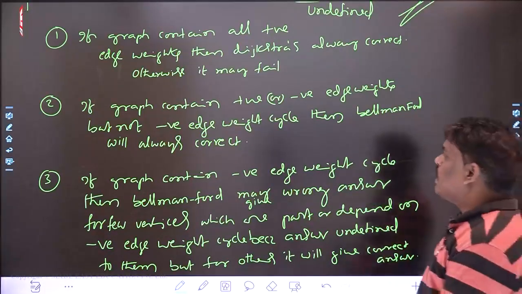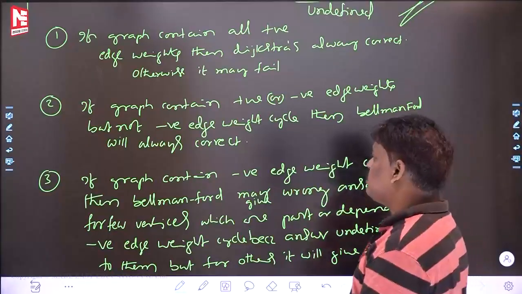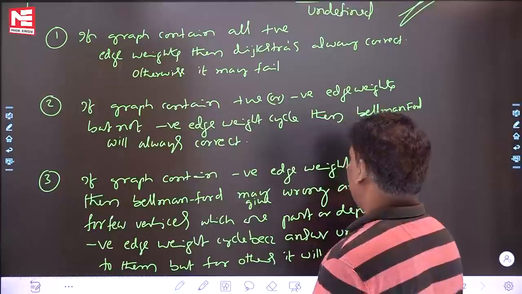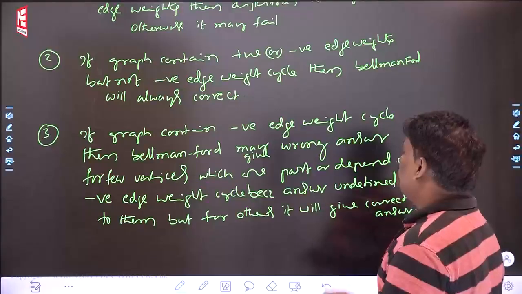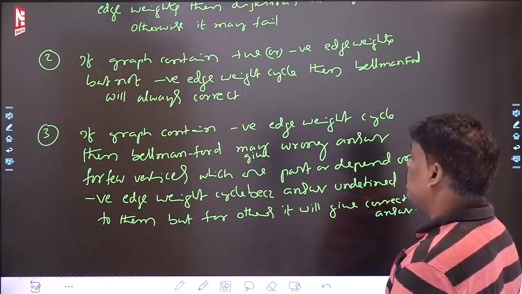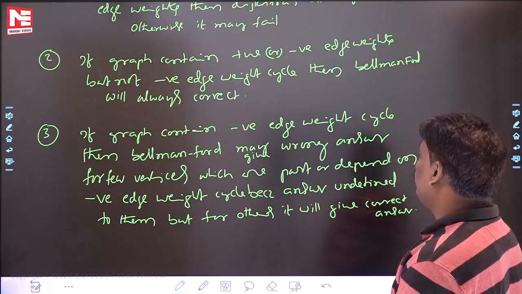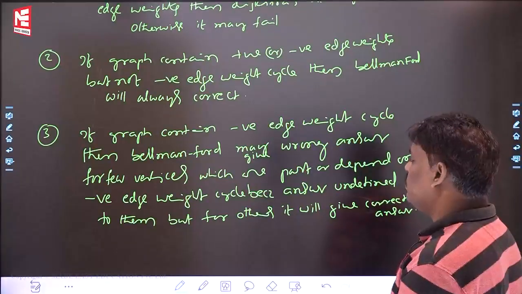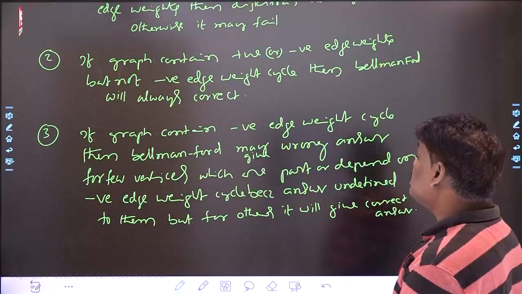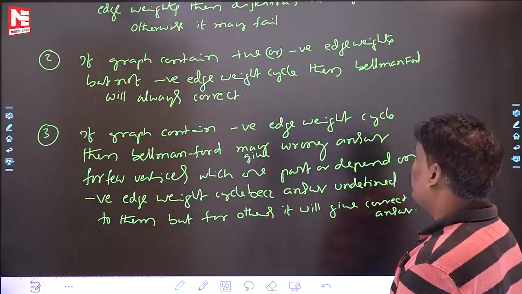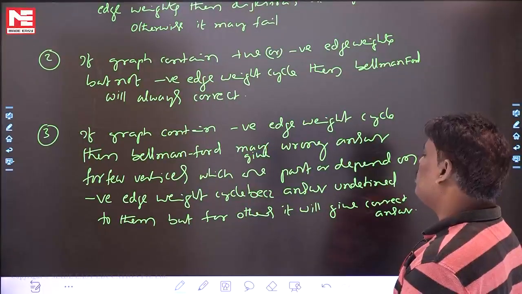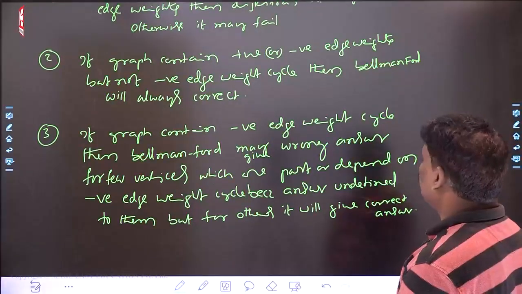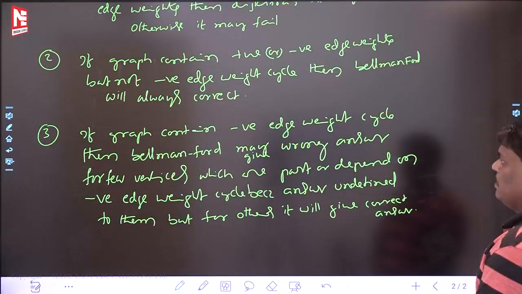Second point: if the graph contains positive or negative edge weights but no negative edge weight cycle, then the Bellman-Ford algorithm will always be correct. Third: if the graph contains a negative edge weight cycle, then Bellman-Ford may give the wrong answer for the few vertices which are part of, or depend on, the negative edge weight cycle, because the answer is undefined for them. But for the others, those which are not part of the cycle and do not depend on it, it will give the correct answer.